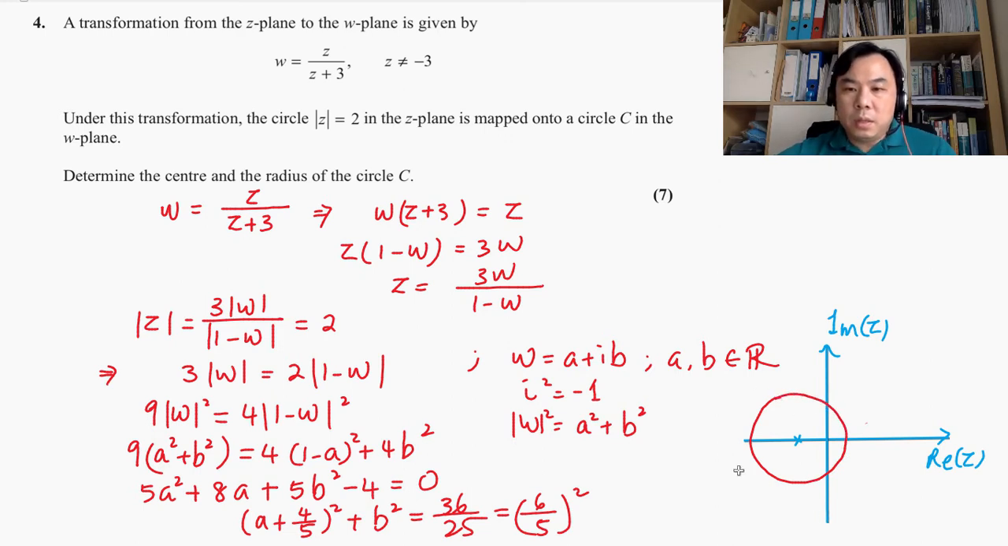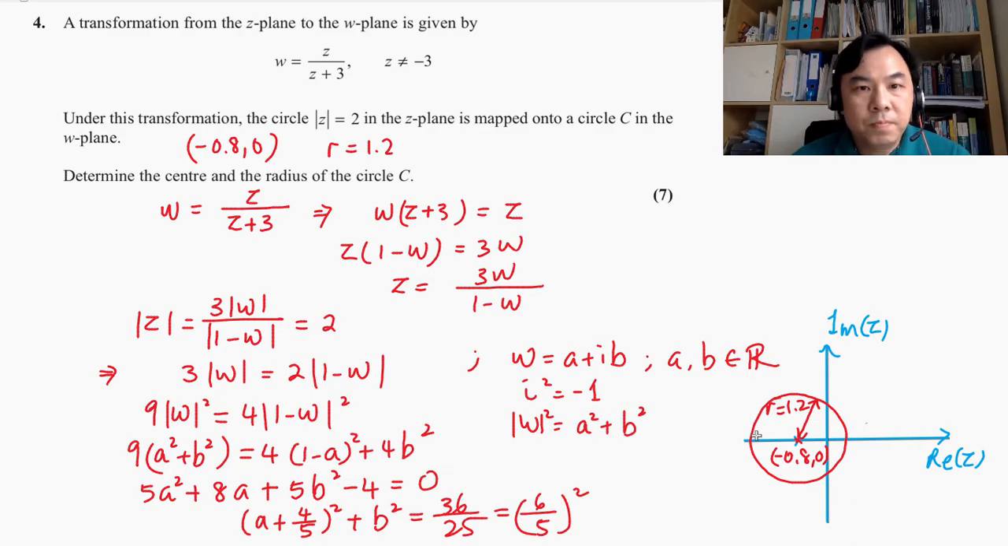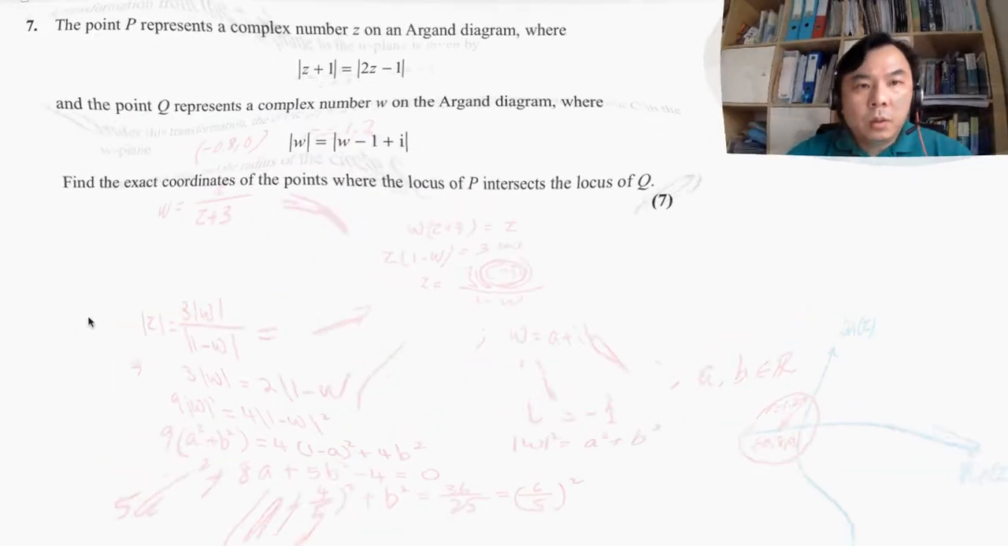So that is a circle centered at negative 0.8, 0, and then it has a radius of r equal to 1.2. Right. So now there you go. Determine the center. So the center is negative 0.8, 0, and then the radius is r equal to 1.2. Right. So I hope that's clear. All right. Question 7.